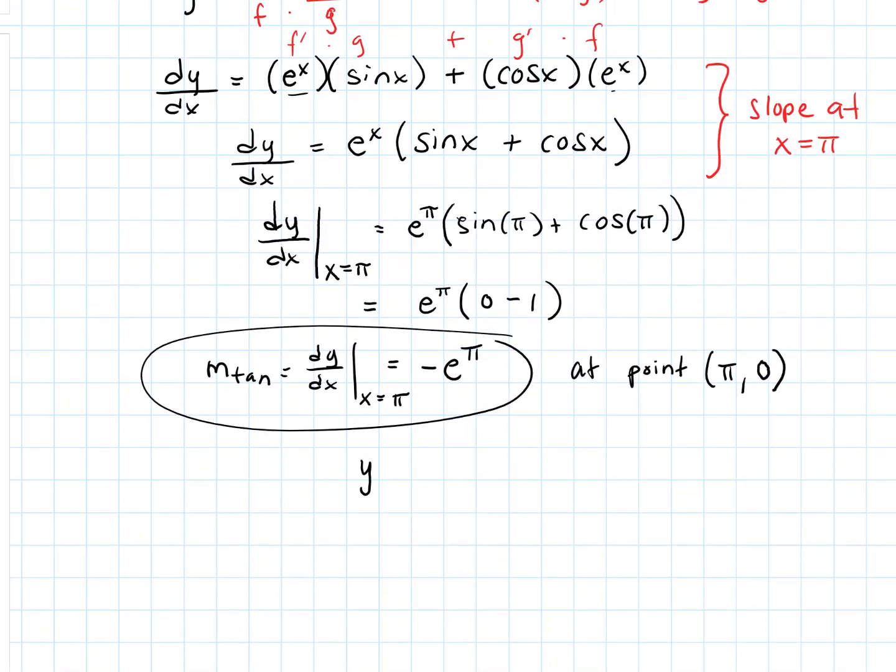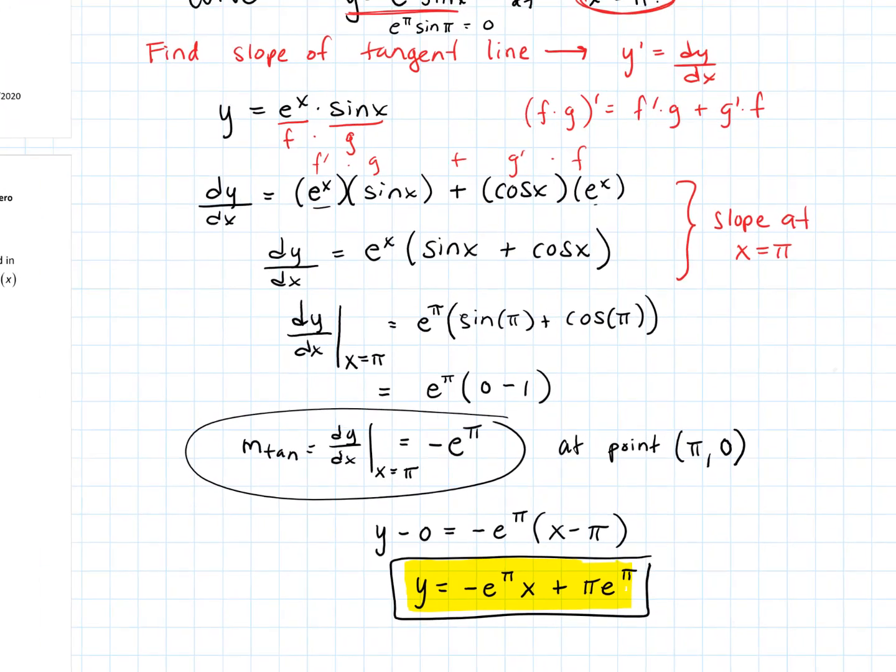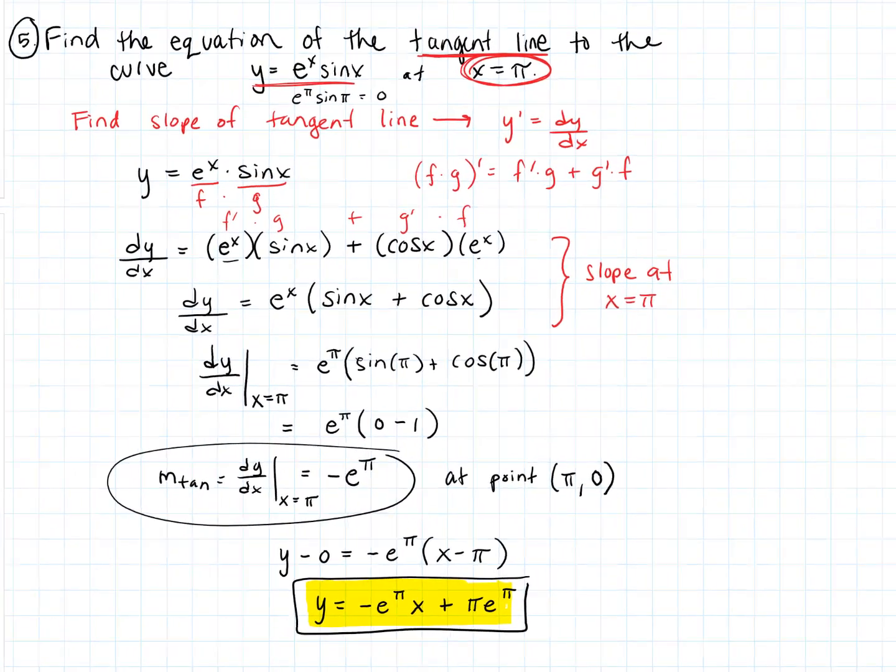Let's use point slope form. y minus 0 equals negative e to the pi times x minus pi. And that's just y equals negative e to the pi times x plus pi times e to the pi. We want our answers exact. We don't want to approximate here. I never had to pull out a calculator to do this problem, and I don't want to. I want these exact answers in their exact form. And there's the equation of our tangent line to that curve, e to the x sine of x, at x equals pi.